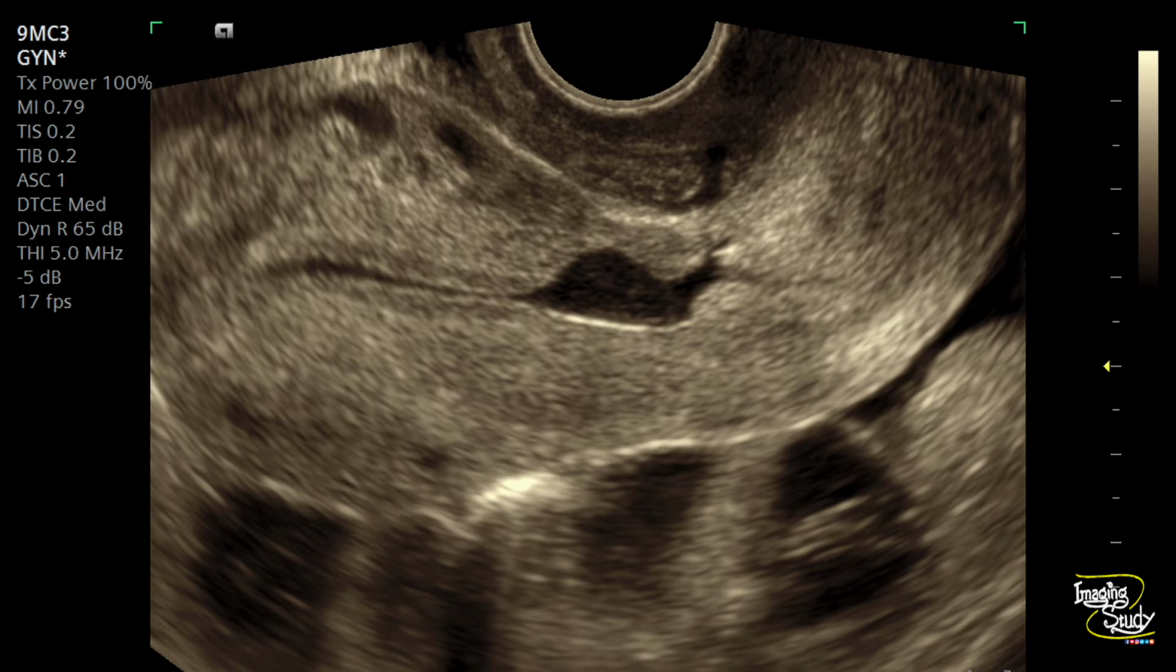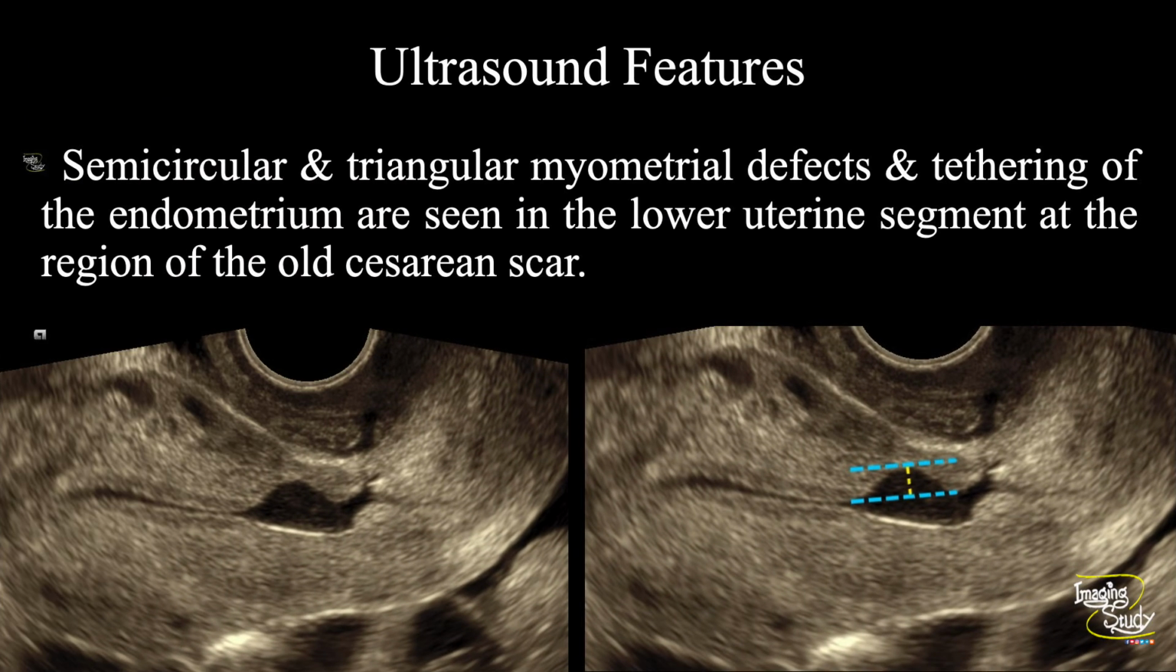So in summary, semicircular and triangular myometrial defects and tethering of the endometrium at those parts are seen in the lower uterine segment at the region of the old cesarean section scar, indicating cesarean section scar niche.